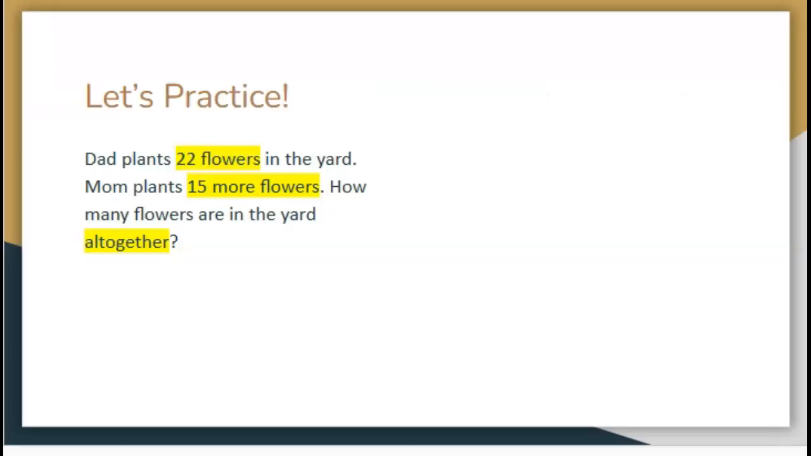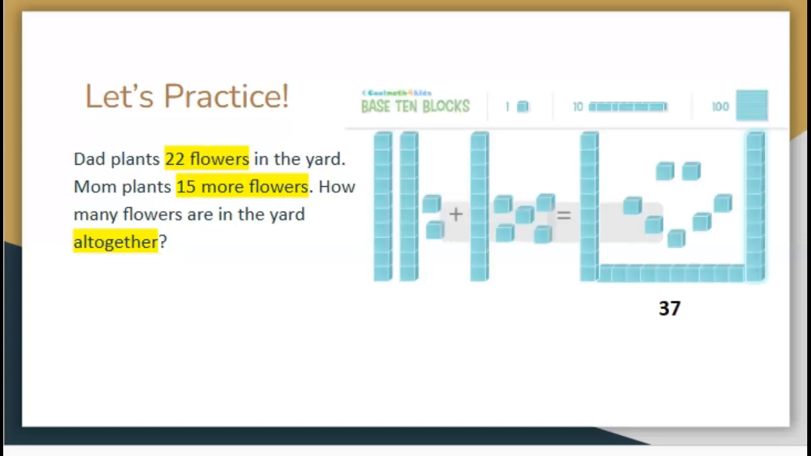So I underlined 22 flowers, 15 more flowers, and altogether. This tells me that I have to add 22 plus 15. Using the digital base 10 blocks, I figured out that the answer is 37, and I created a smiley face design.